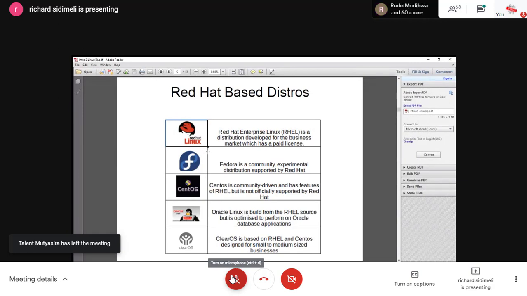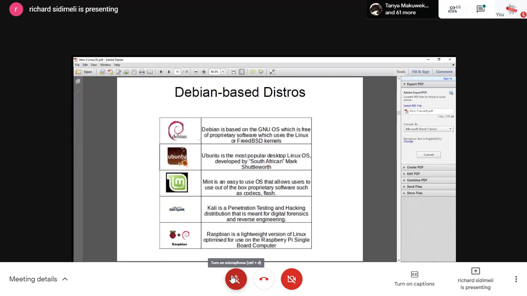You can actually then see a Red Hat product which is neither Fedora nor CentOS, but they will say these are Red Hat Enterprise. For that one, you might be paying a bit. There it says, developed for business market, which have a paid license. You actually can pay for Red Hat Linux if you get it as an enterprise edition. However, if you want it for free, go for Red Hat in Fedora or Red Hat in CentOS.